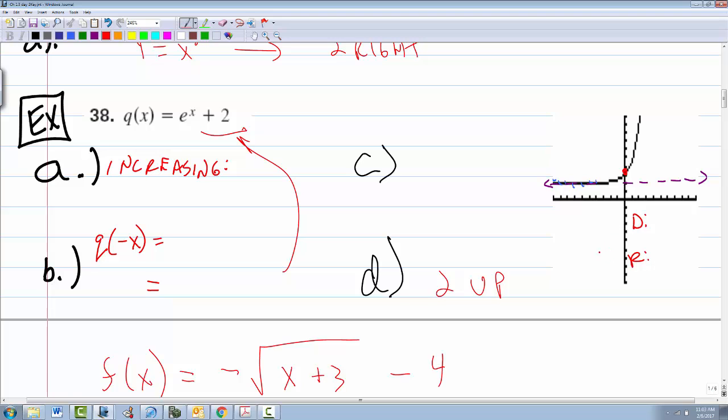I just showed even and odd symmetry there. What happens when I plug in negative x for x? What does this turn into? 1 over e to the positive x, plus 2. This is neither the same nor the opposite of what I started with. So that's how you test it algebraically.